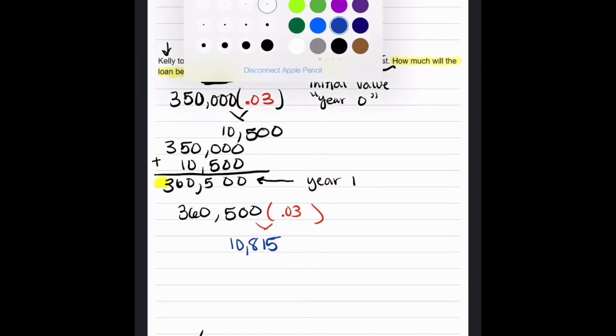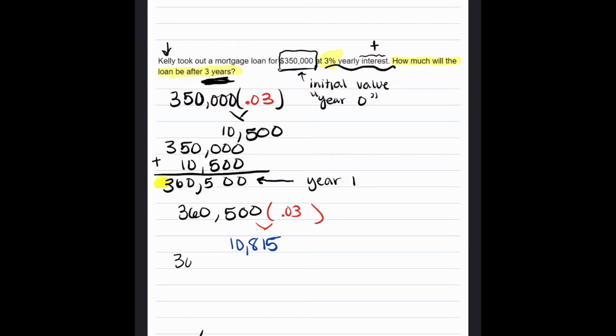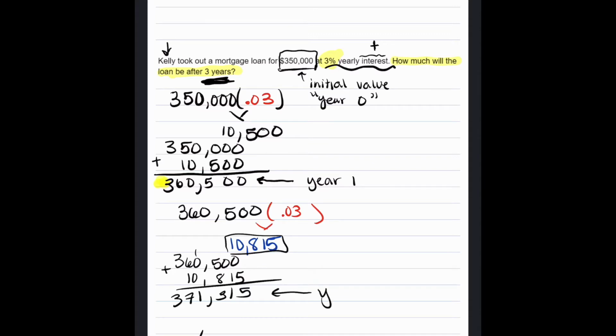Then we have to add that to her total loan, $360,500 plus $10,815. Let me check my math real quick. Yeah, 371,315. Cool. And this would be her loan amount for the second year. And then we just keep this process going.